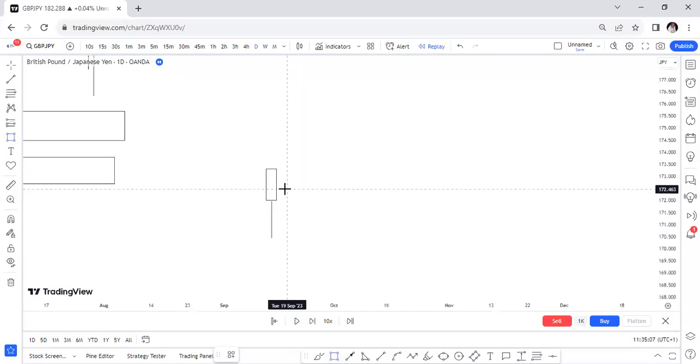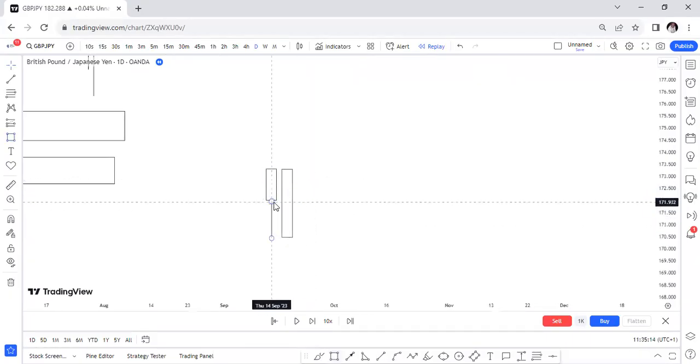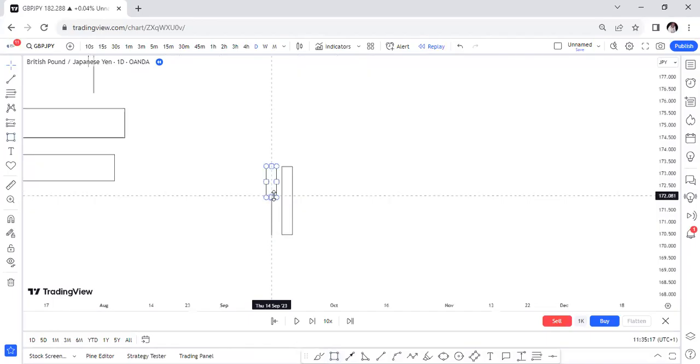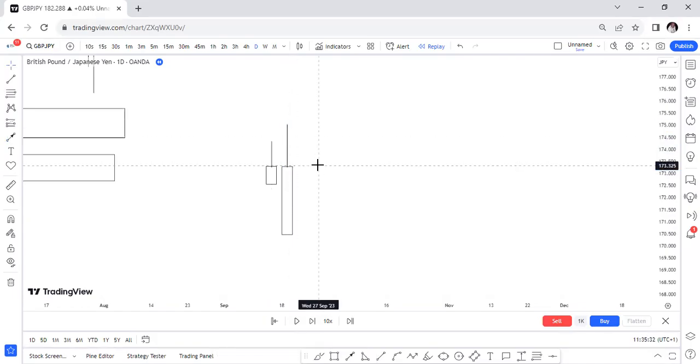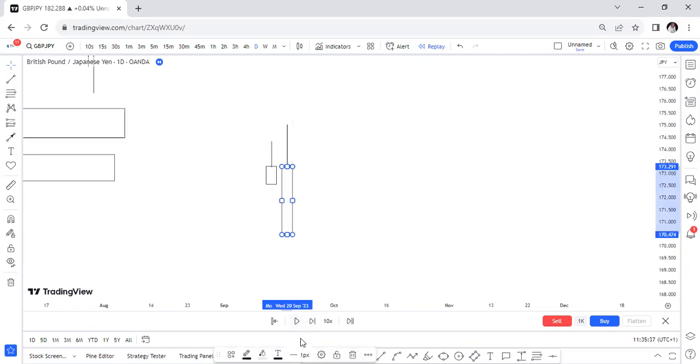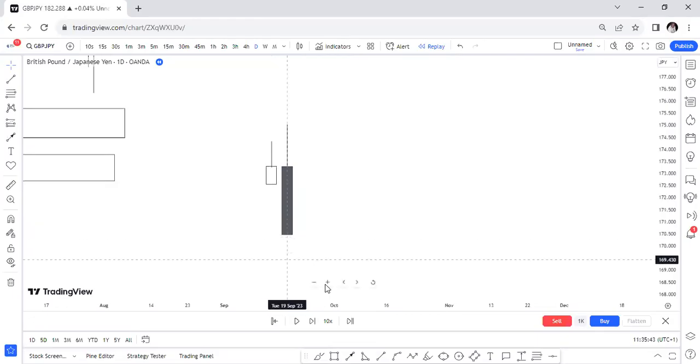Flipped engulfing. If this is a bullish candle, then we have the bearish candle like this. Probably the body of this went up like this. If this is the wick, then we have this, right? So now this is engulfing.